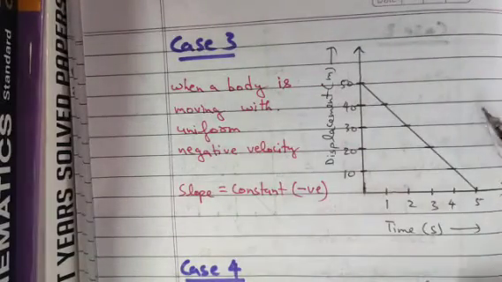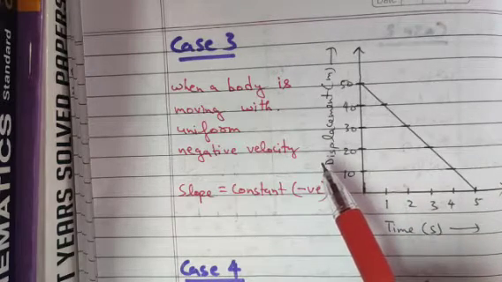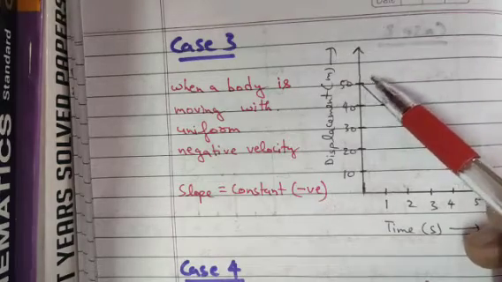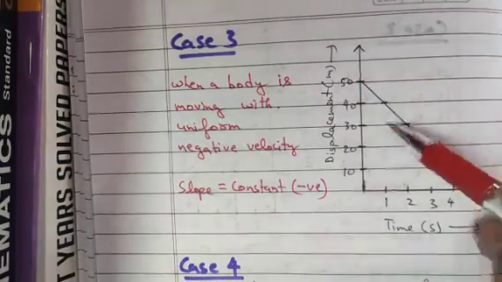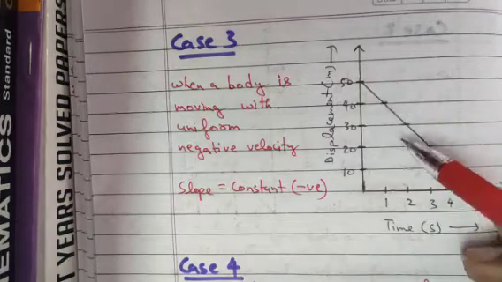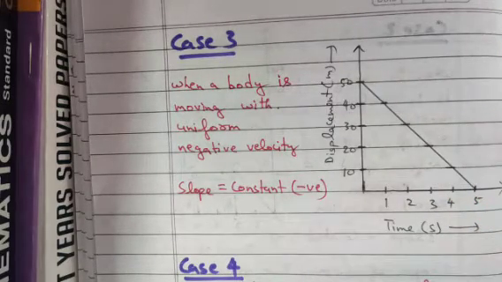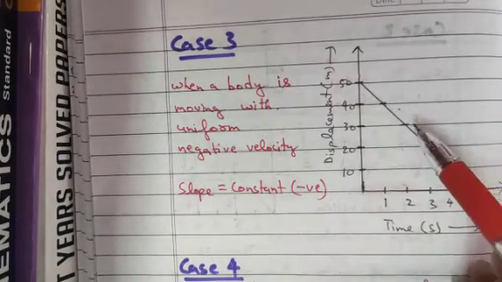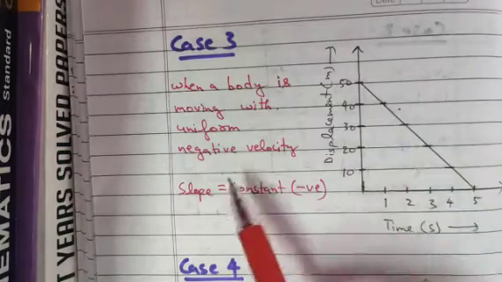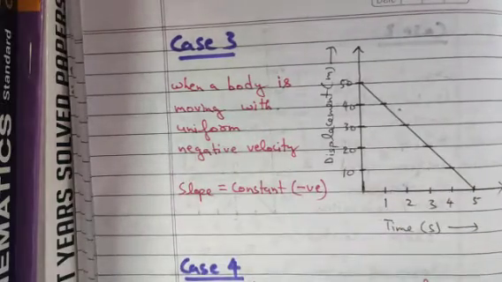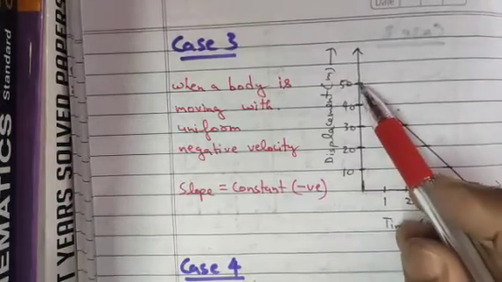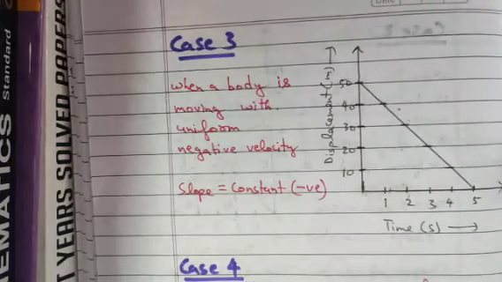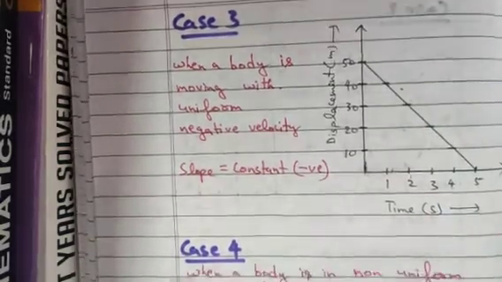Now the third case, when a body is moving with uniform negative velocity. If the body is moving with uniform negative velocity, then the displacement time graph will be like this. Okay, this is a body moving with uniform velocity. The slope will be constant and the slope will be negative. So it is moving with a uniform negative velocity. At 0 second, displacement was 50. At 1 second, it is 40. Then at 2 second, 30. The displacement is decreasing with time. Such a graph will be plotted in this manner.